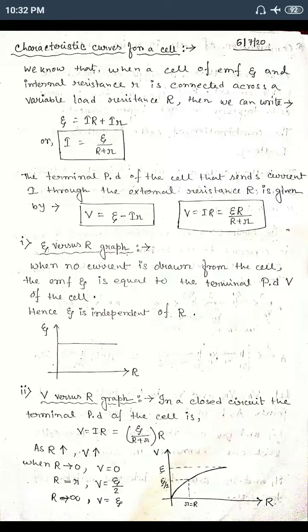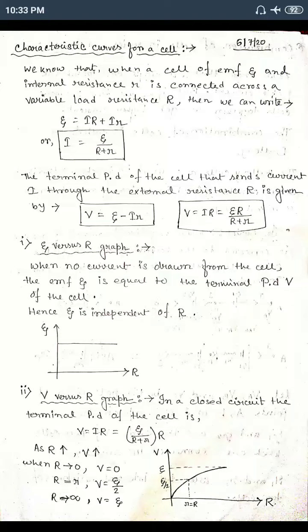Today we discuss the characteristic curves for a cell and the combination of cells. In the last class we revised the combination of resistances, that is series and parallel. Today we discuss the combination of cells in series, in parallel, and if a mixed group is there, series and parallel both mixed, then the expression, or the condition, for the maximum current that we discuss in today's class.